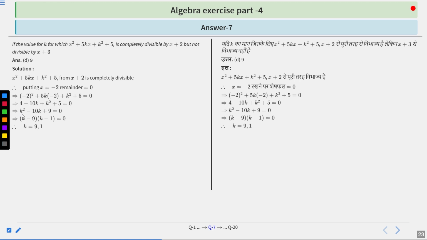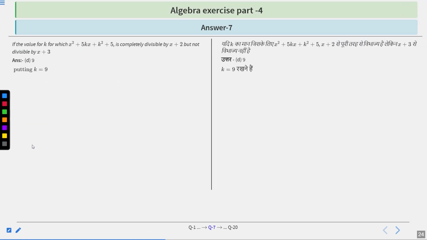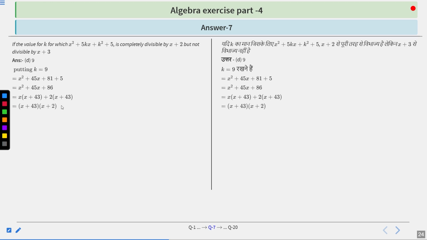So we have factorized this quadratic equation and we have got two factors, k minus 9 and k minus 1, that is equal to 0. If k minus 9 and k minus 1 is equal to 0, then k can be 9 or 1. So putting k equal to 9 in x square plus 5kx plus k square plus 5, we have got x square plus 9 into 5 is 45x plus 81 plus 5. That is x square plus 45x plus 86. So after factorization, we get x into x plus 43 plus twice of x plus 43. So x plus 43 into x plus 2 is what we have got.